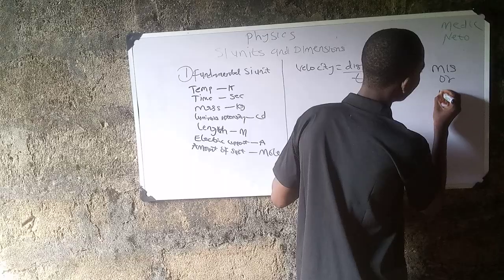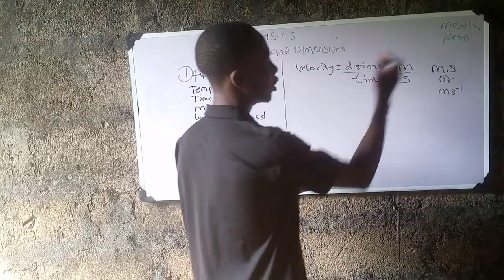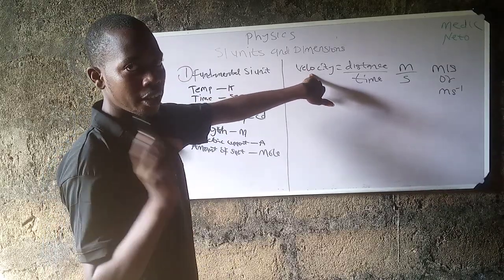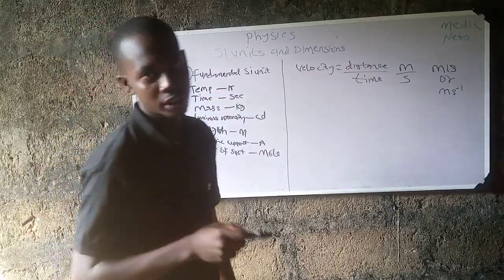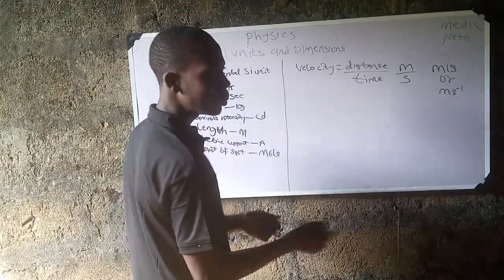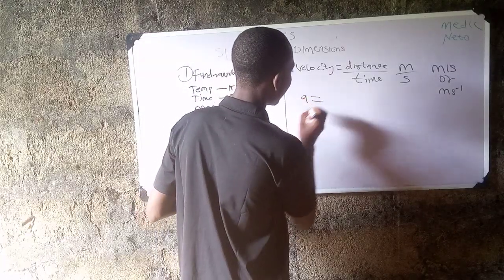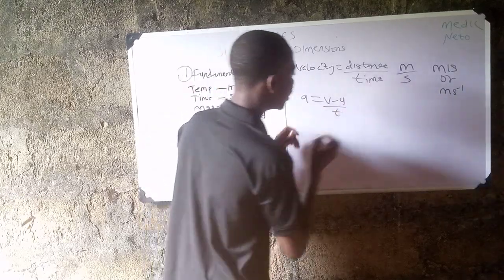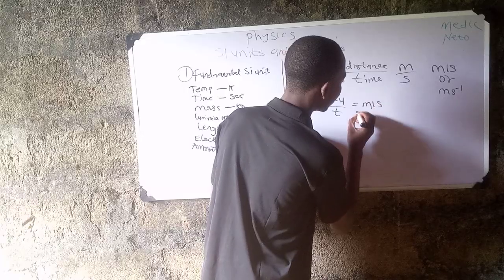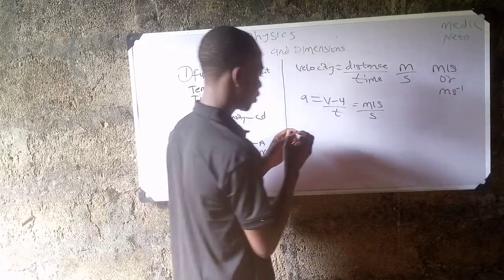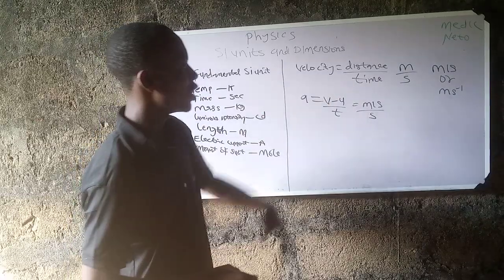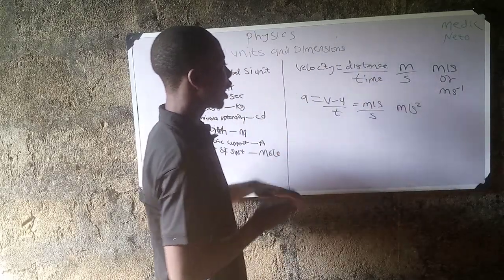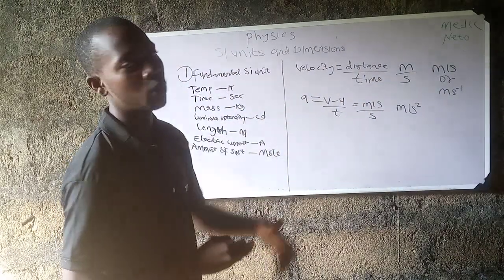They are the same thing. You should not be confused. That's telling you that velocity is a derived quantity, it's not a fundamental quantity. Now, same thing with acceleration. Acceleration is change in velocity over time. That is meter per second over seconds. Divide them, it will give you meter per second square, telling you that acceleration is a derived quantity.